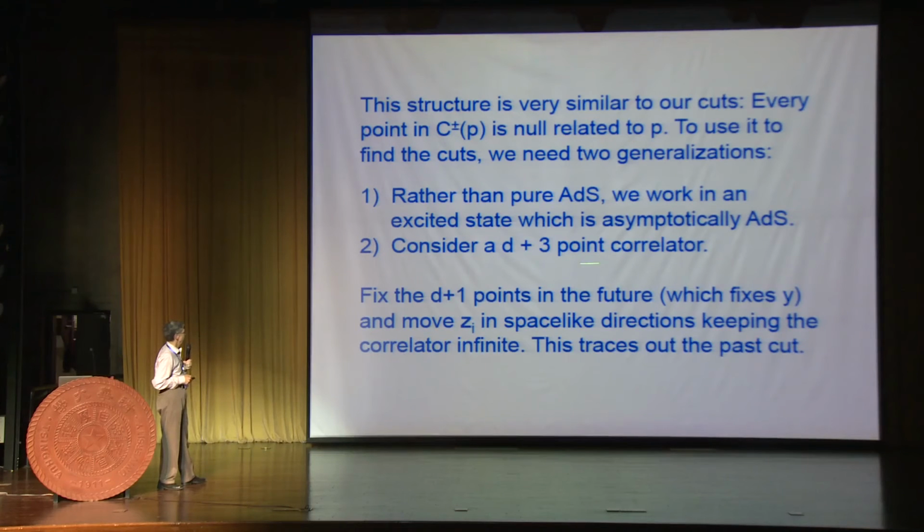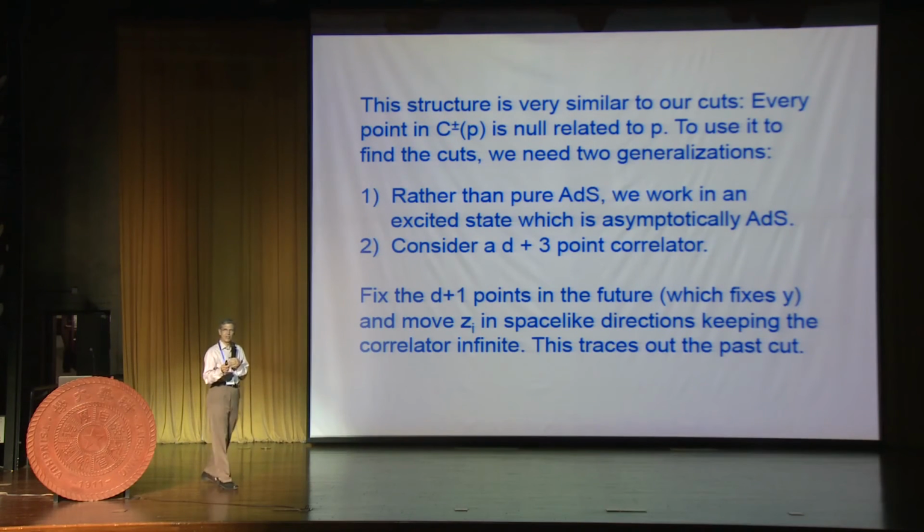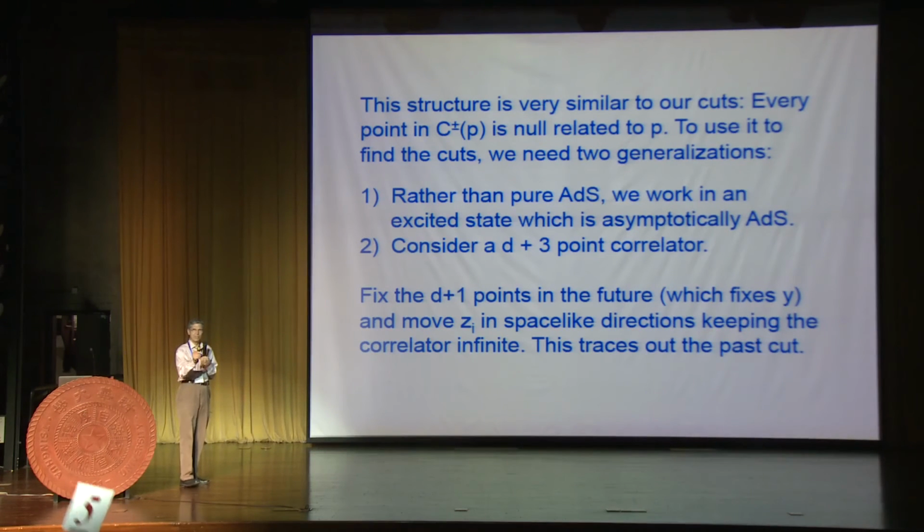And secondly, we need to add one more point to the correlator and look at a d+3 point correlator. And now the idea is that we fix d+1 points in the future. So that uniquely fixes the vertex, because a point can be null related to d+1 points. That uniquely fixes y.